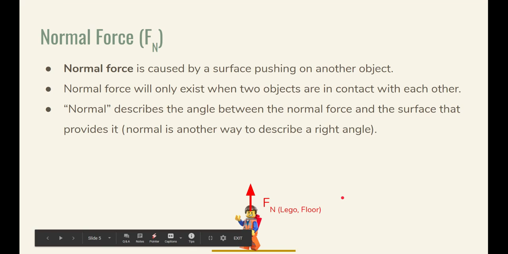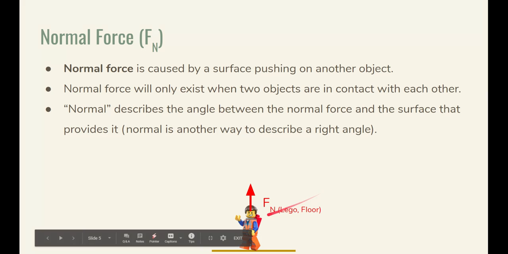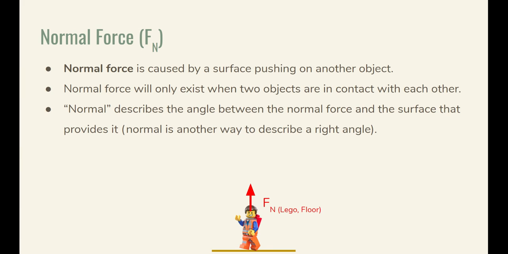Normal force is caused by a surface pushing on another object. Normal force will only exist when two objects are in contact with each other. And the word normal actually doesn't describe how common this force is, but instead it describes the direction of the force, which is in this example straight up and down. It is perpendicular to the surface that's providing that force, because normal is another way to say perpendicular. We describe normal forces with a capital N as a subscript on our F for force. And this is anytime one object pushes on another object.